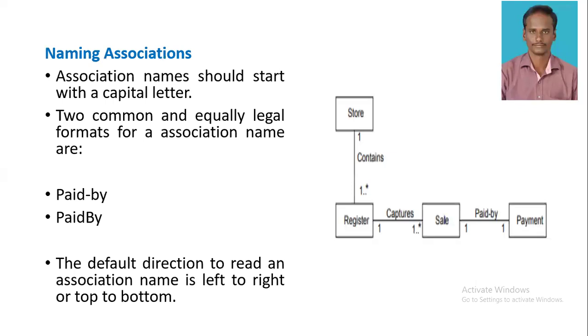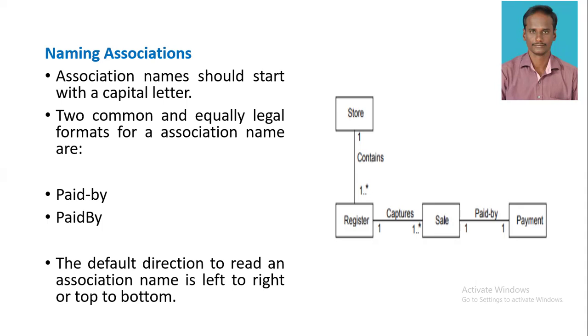And the next association direction is Register captures Sales. One Register captures many Sales. So here the association is Captures. And the next association, Sale and Payment. One Sale is paid by one Payment. So the association is Paid-by.